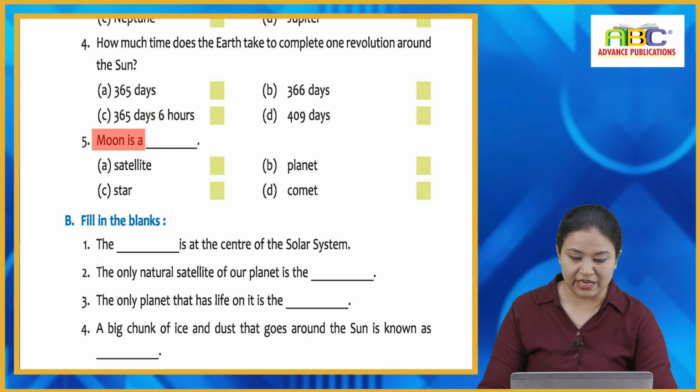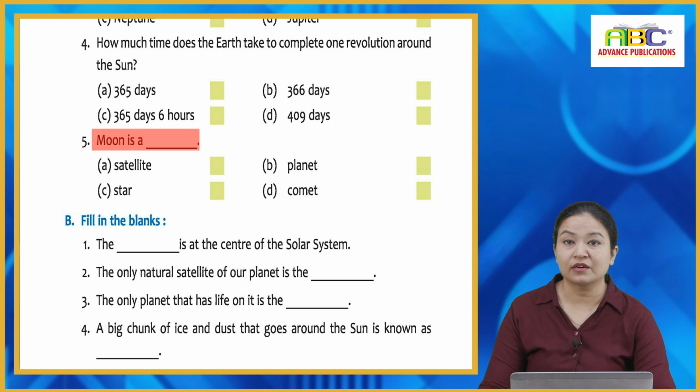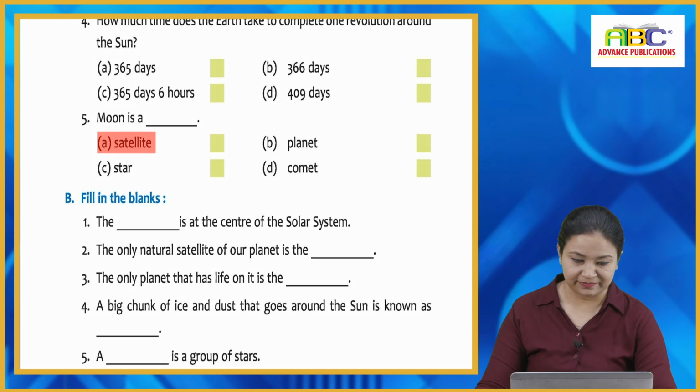Fifth, moon is dash. Option A satellite, B planet, C star, D comet. So moon is a satellite. It is a natural satellite of our planet Earth. moon जो है वो एक satellite है और वो एक natural satellite माना जाता है हमारे Earth का.